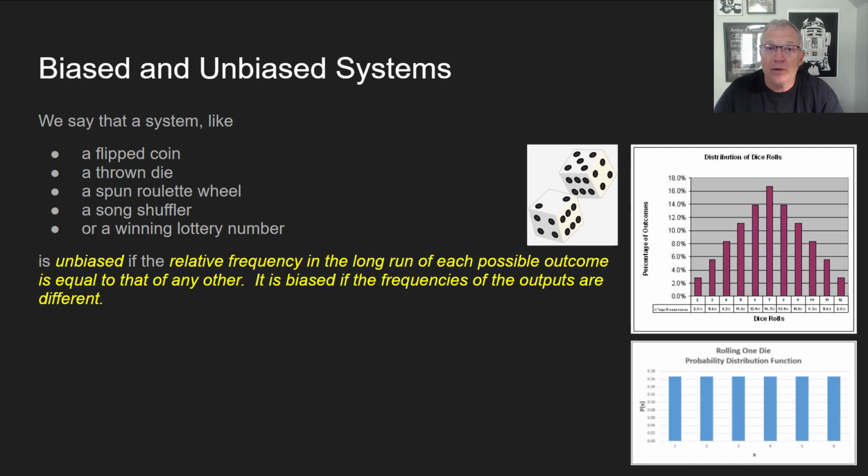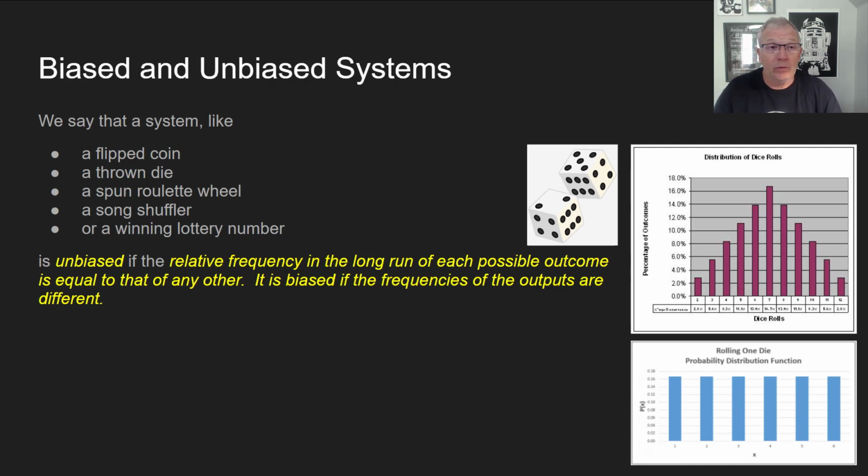So the easy intuitive example here is a single six-sided die. If I take a single six-sided die and I roll it over and over and over again, the probability of getting any one of those sides, a 1, a 2, a 3, a 4, a 5, a 6, the probability of getting any one of those is 1/6. So all of the relative outputs are the same.